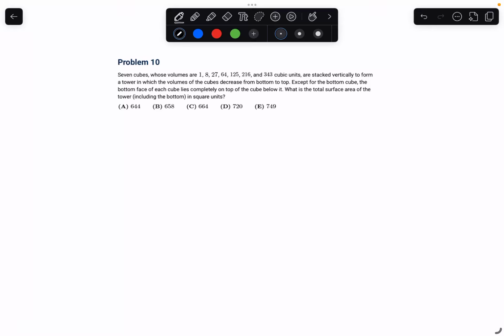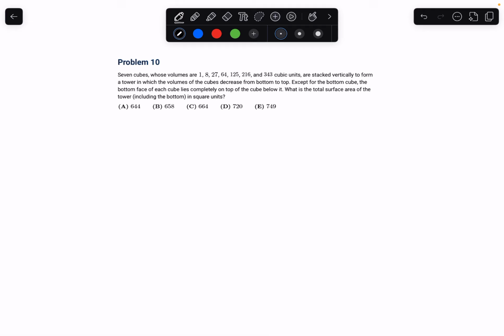This is 2020 AMC 10A problem number 10. 7 cubes whose volumes are 1, 8, 27, 64, 125, 216, and 343 cubic units are stacked vertically to form a tower in which the volumes of these cubes decrease from the bottom to the top, except for the bottom cube. The bottom face of each cube lies completely on top of the cube below it. What is the total surface area of the tower, including the bottom, in square units?